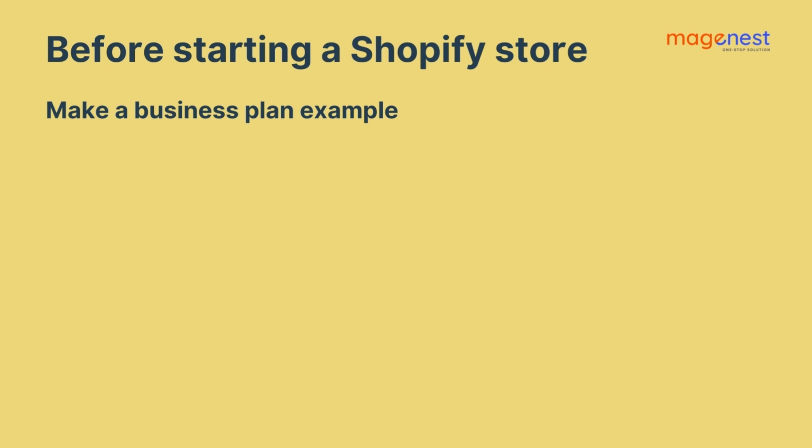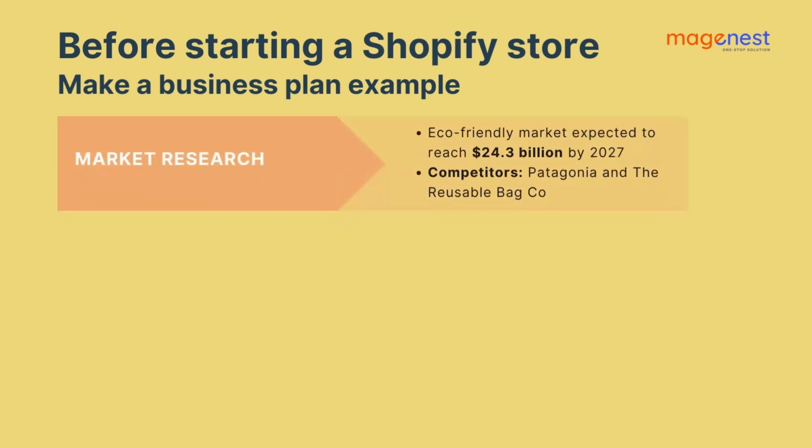Now, let's take a look at our example of a business plan for a store that sells eco-friendly products. As I have said, the first step you need to do is market research. So you do research on the internet, market statistics or public resources. You'll find information like the eco-friendly market is growing rapidly and is expected to reach $24 billion in the year 2027. Potential market, right? And you see some competitors in the market such as Patagonia or thereusablebag.co.